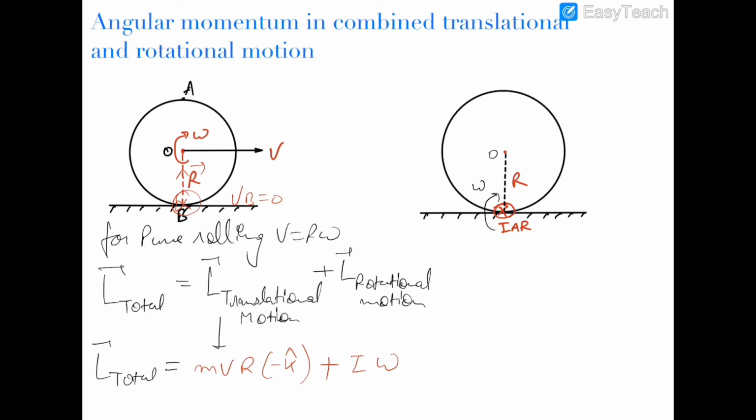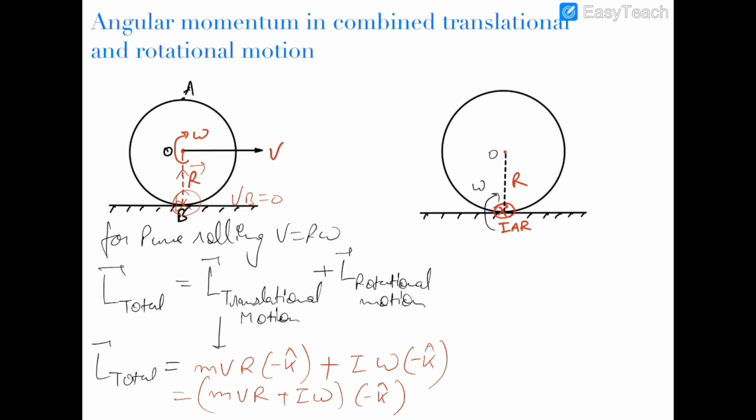where I is the moment of inertia of this object and omega is its angular velocity. Now this omega is also in the direction of minus z-axis because this is rotating in clockwise sense. So the direction of angular velocity would be in minus z-axis. Therefore this angular momentum would also be in minus k cap. So this is the total angular momentum, and it can be written as (mvr plus I omega) minus k cap.